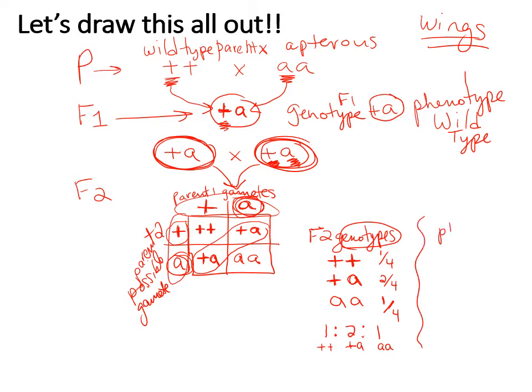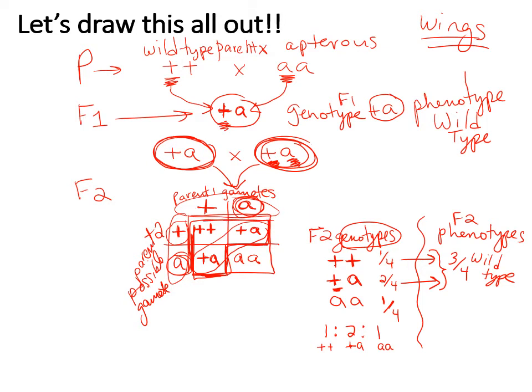Then you also have to keep in mind the F2 phenotypes for the monohybrid cross. Okay, so what does plus plus look like? Well, that looks like wild type wings, right? But what else looks like wild type wings? Plus A, right? The heterozygous, because as soon as you see any plus mark, it's going to look wild type. So now you have 3 out of those 4 options look wild type, whereas the only one that will look apterous, because it has fully apterous recessive alleles, is the last one. So 1 out of 4 will look apterous.